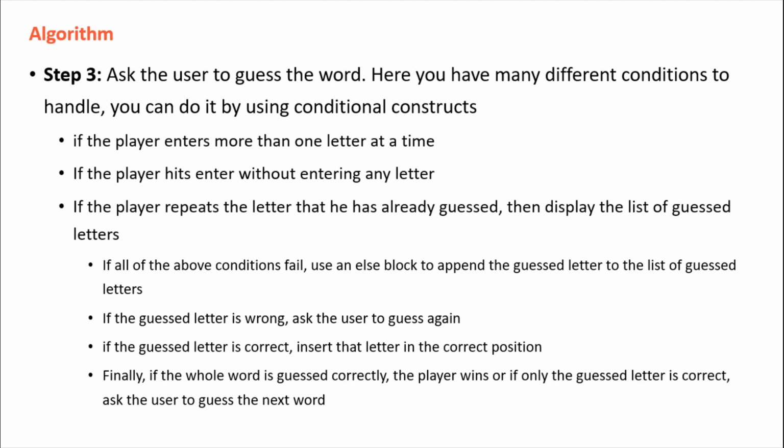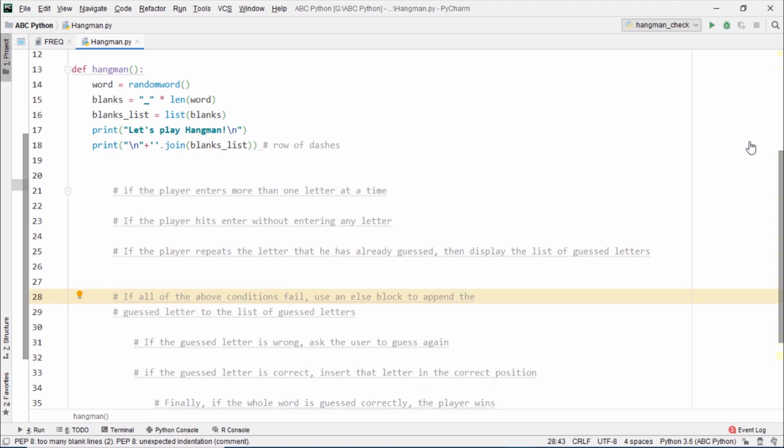Suppose if the guessed letter is wrong, then we must ask the user to guess again. Suppose if the guessed letter is correct, then we must insert that letter in the correct position. Finally, if the whole word is guessed correctly, the player wins. Or if only the guessed letter is correct, we must ask the user to guess the next word. Now let's look at how to implement all those conditions in this function.